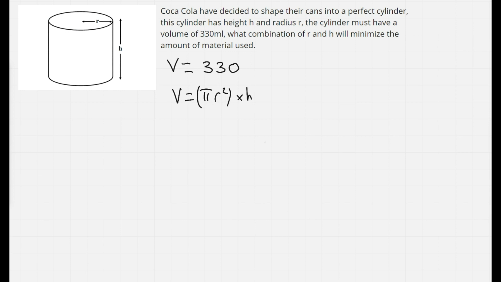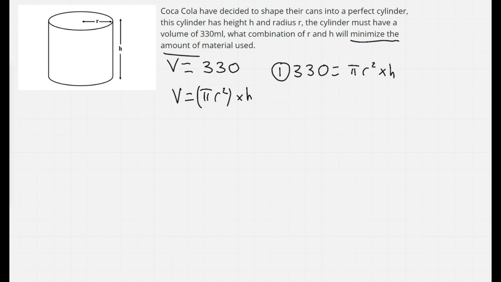What I can then do is equate them. So 330 equals pi r squared times h. This will be useful in a minute.